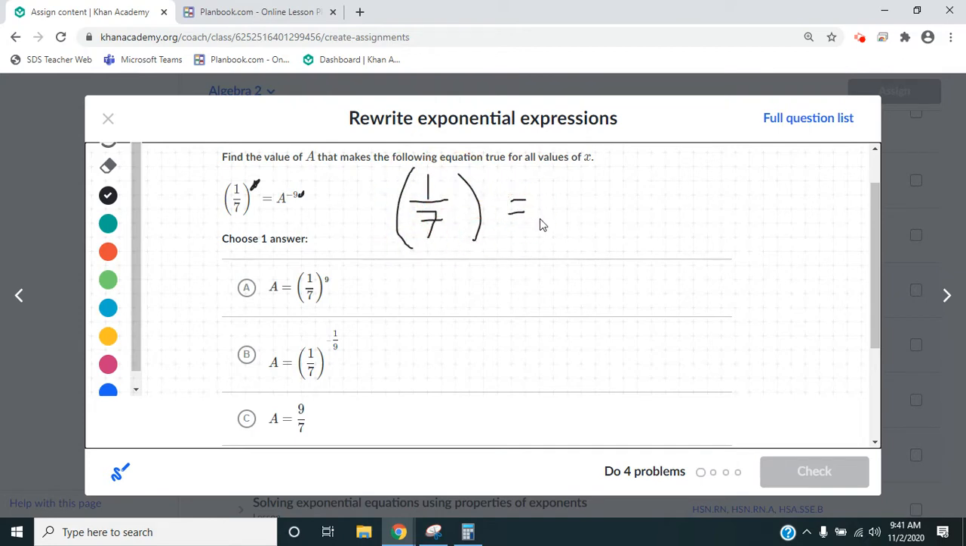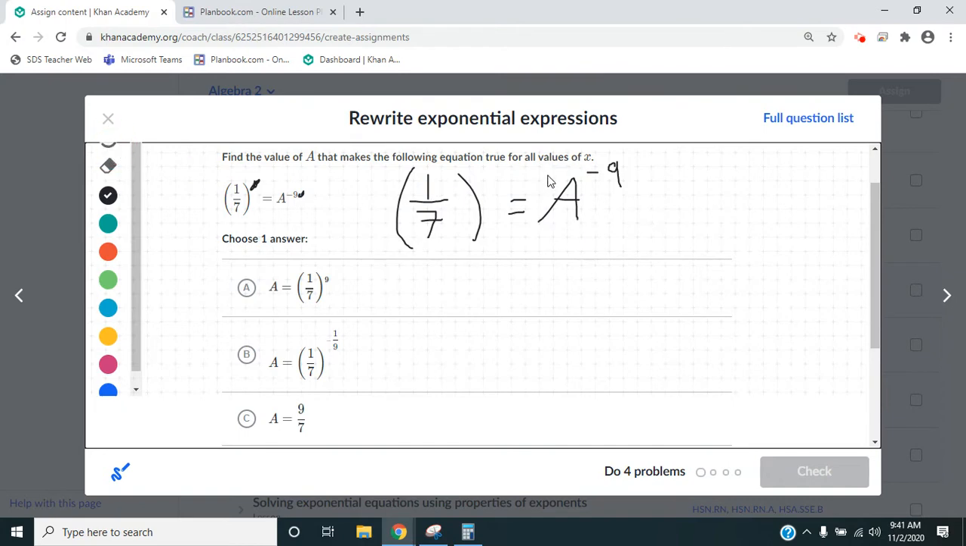So now it says equals a to the -9th. What does a have to be to get just 1/7 to the first? Because isn't there really a 1 there? There is, right? So what we're trying to do is figure out what a has to be so that I end up with 1/7 to the first.